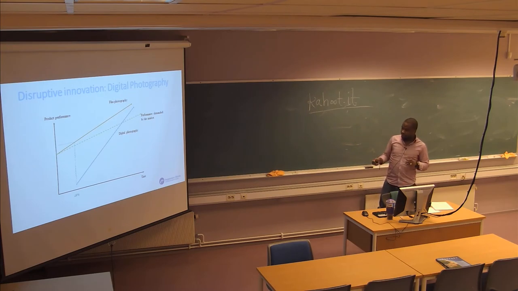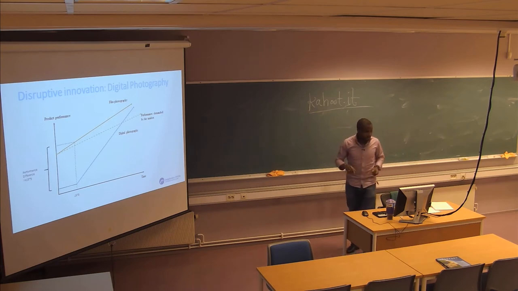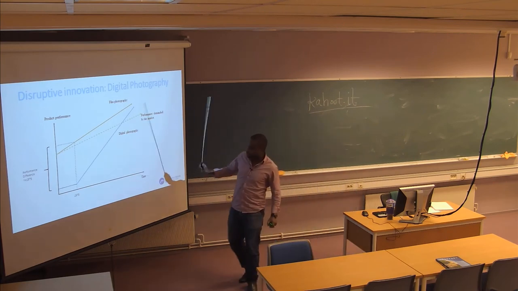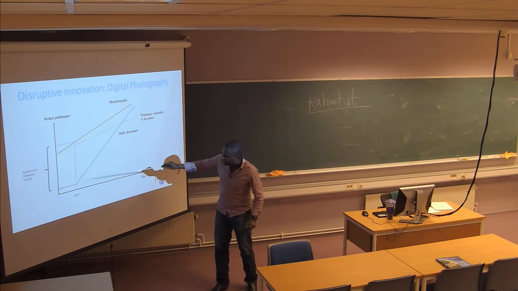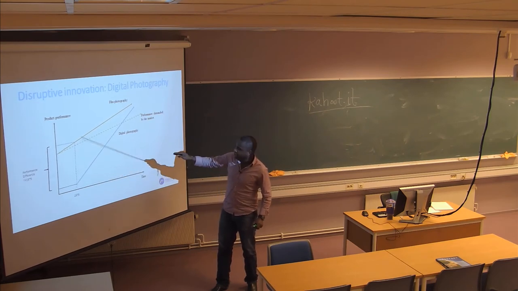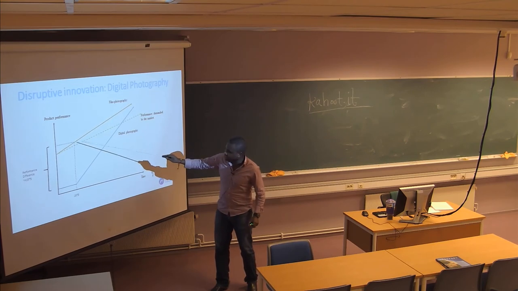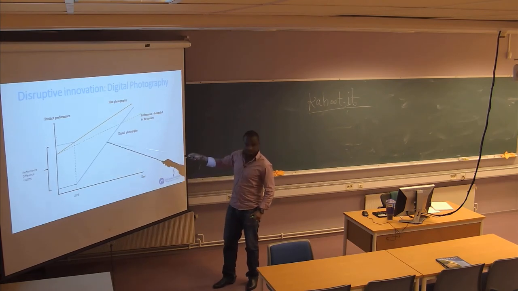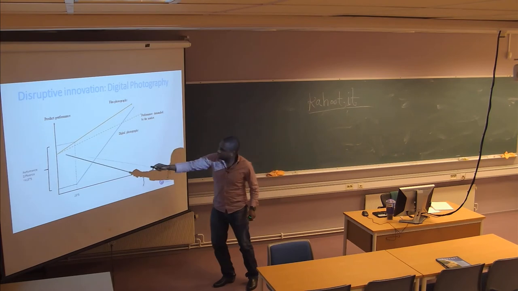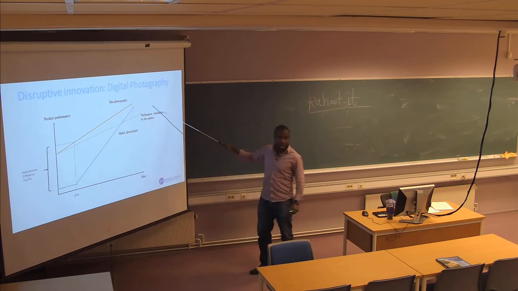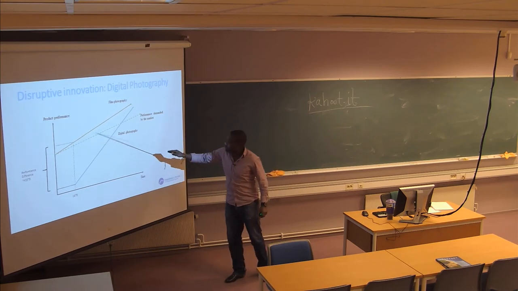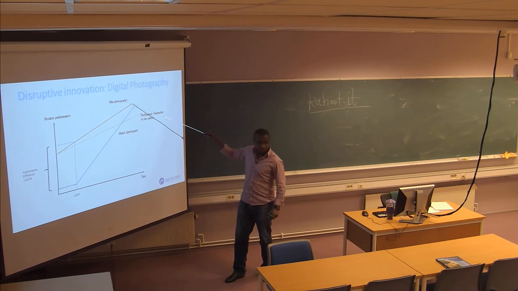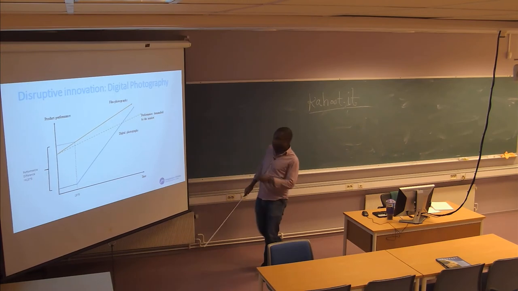So this is the difference between a film camera and a digital camera in 1975. This is the performance of a digital camera, way below the curve, below the graph. And this is what a film camera produced. You can see a huge difference in performance. But over time, the digital camera kept on increasing its performance. And this is what consumers wanted from a camera in 1975. But over time, the digital camera kept on being able to provide what consumers wanted.